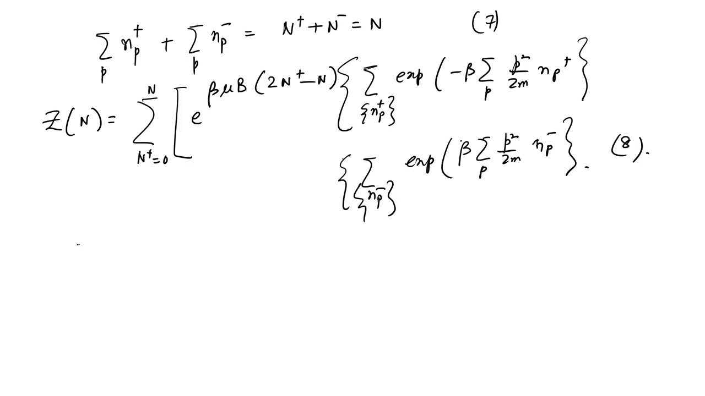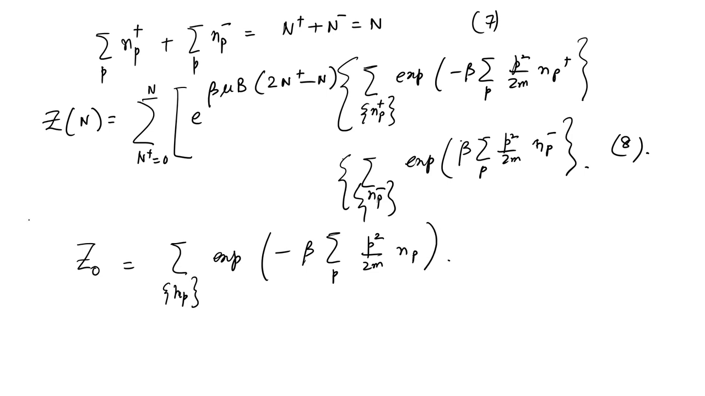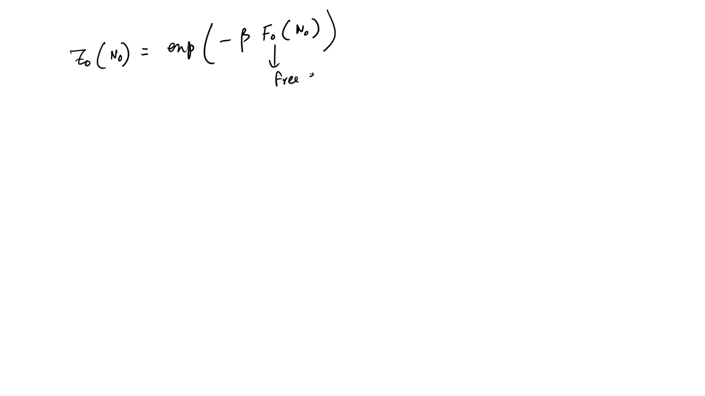And we can introduce a sort of partition function which is of those of like spinless fermions, say for example. And this is equal to the sum over n_p of exponential minus beta sum over p of p square over 2m n_p. So that's what we introduce. And we write this Z in terms of Z0. So Z0, which has, say for example, N0 number of particles, we can write as exponential minus beta F0 N0, where F0 denotes the free energy corresponding to this N0 number of particles, which denote the spinless fermions.